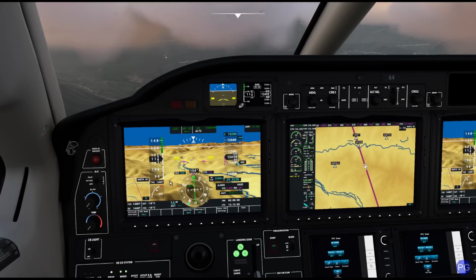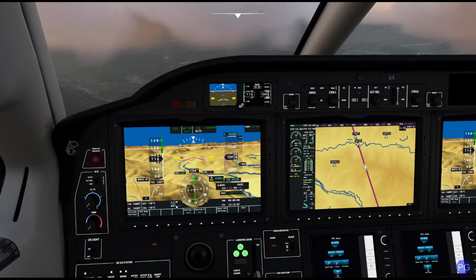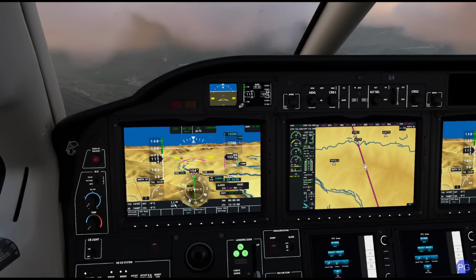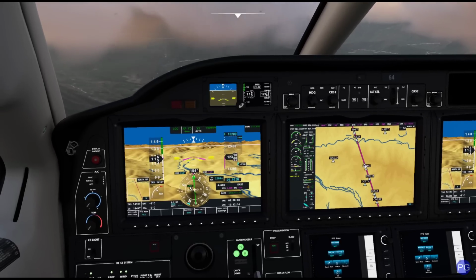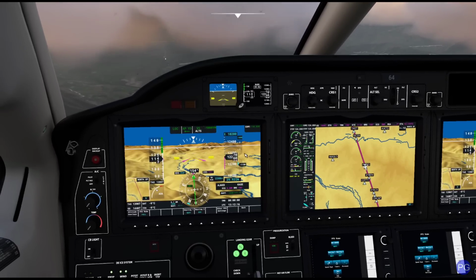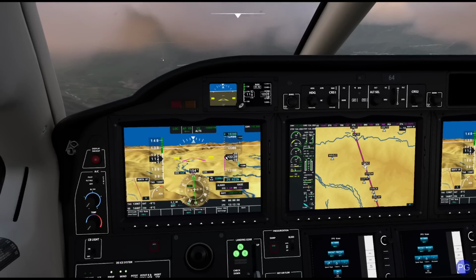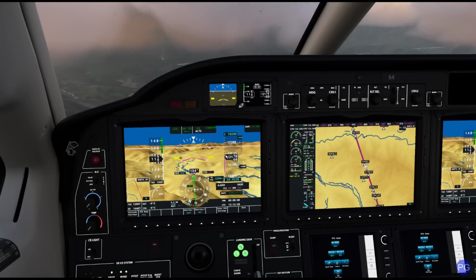All right, it looks like we're going to be really close this time. Watch this, watch this. Oh, it's going to be close. Again, there's no glide slope here. You're doing this by hand. Oh, we did it. Hey, I still got it.